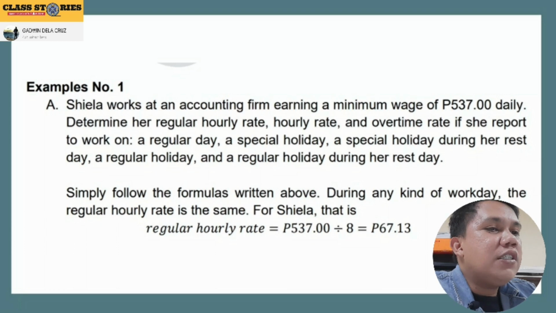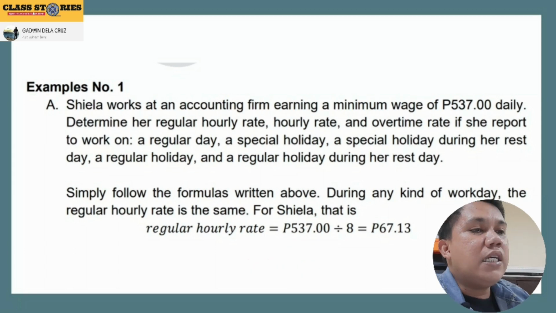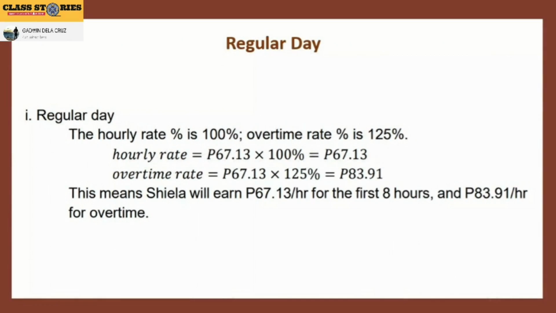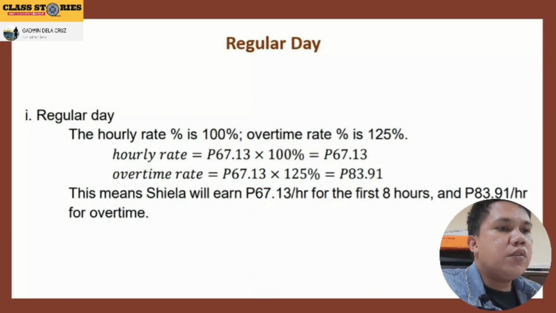During any kind of work day, the regular hourly rate is the same. Kung kukumputin natin yung kay Sheila, ang regular hourly rate niya ay 537 divided by 8 is equal to 67.13. We already computed the regular hourly rate, which is equal to 67.13. Okay, so now we can compute for the hourly rate and overtime rate of Sheila if she is going to work in her regular day.